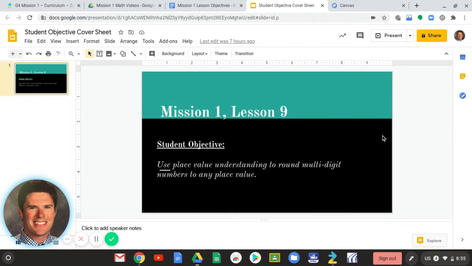Overview from Mission 1, Lesson 9. Our student objective for this lesson is to use place value understanding to round multi-digit numbers to any place value.